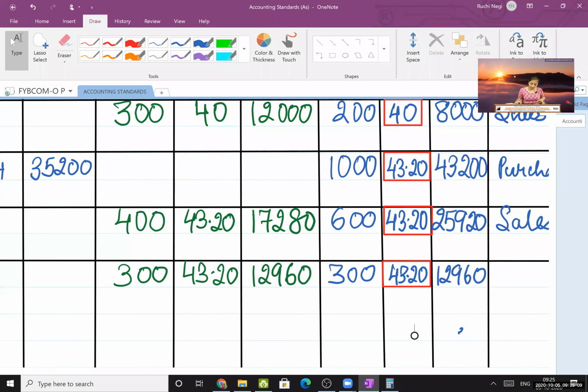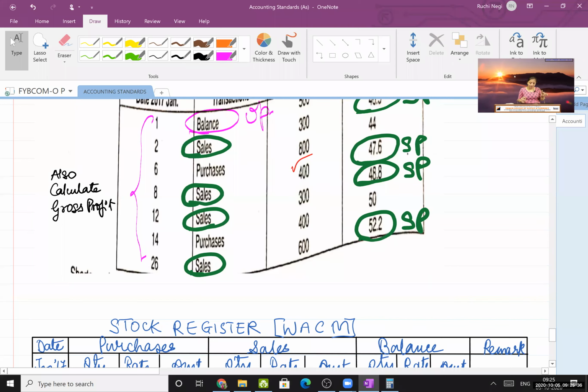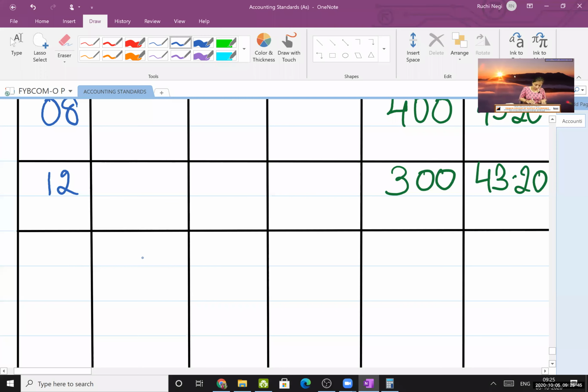What reason is this? Sales is the reason, so write in the remark, sales. Draw a line. Next, after sales, on the 14th there is a purchase of 400 units at the rate of rupees 50. So write in the purchase column, 14th January, 400 at the rate 50.